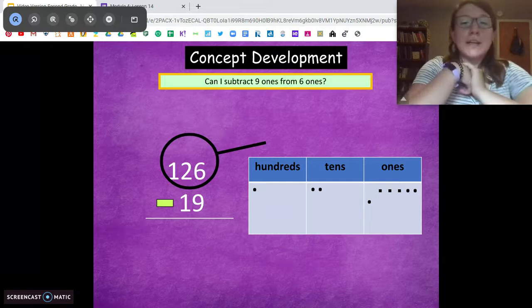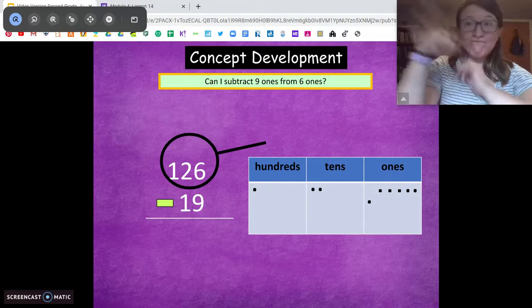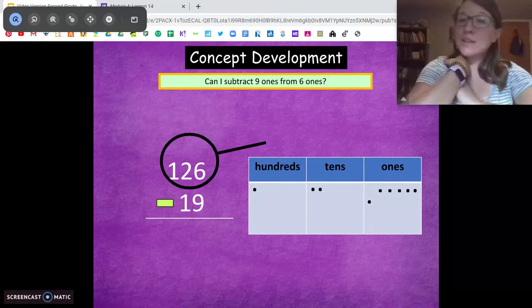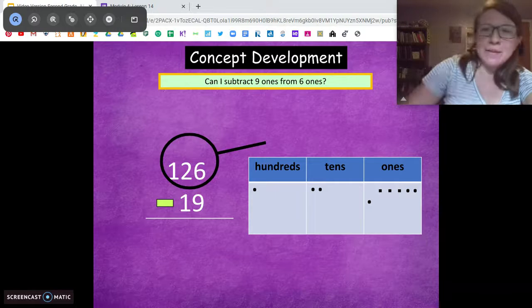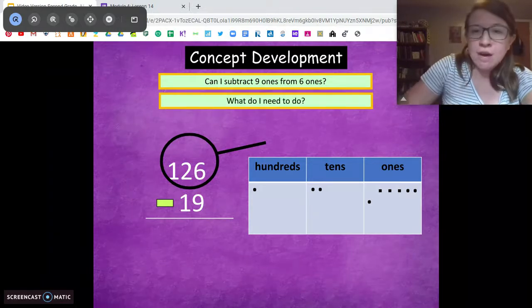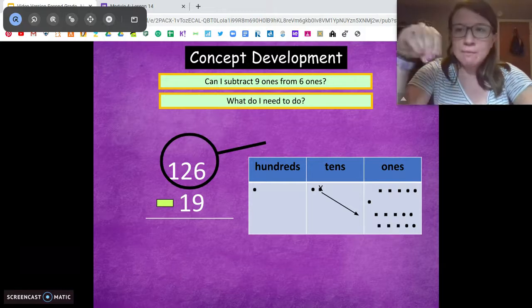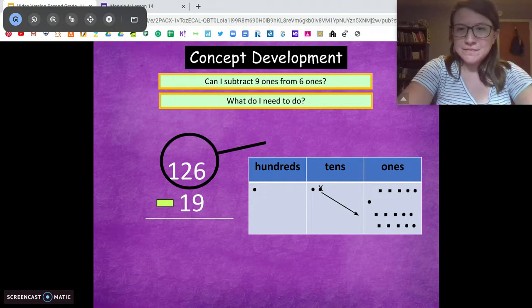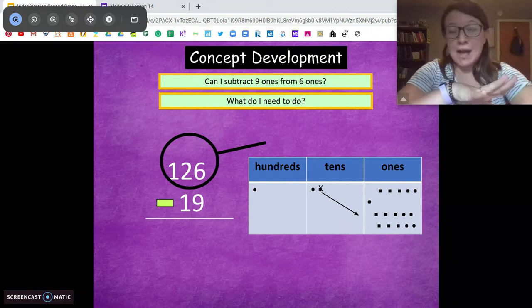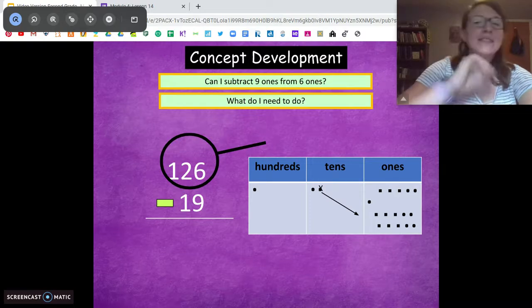So, first question, can I subtract 9 ones from 6 ones? I cannot, so what do I have to do? Awesome, you're amazing. Decompose. So I'm going to cross off a 10, and I'm going to move my 10 ones over. So go ahead and pause and do that on your paper now. Now, how many ones do I have now? Yeah, I have 16 ones.